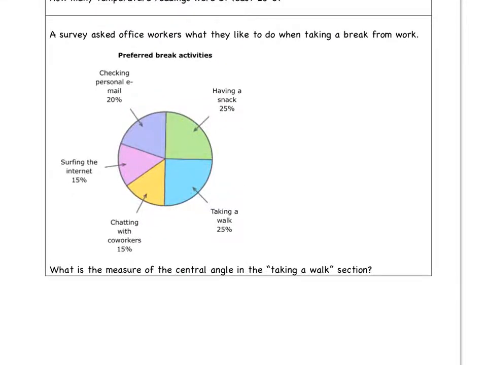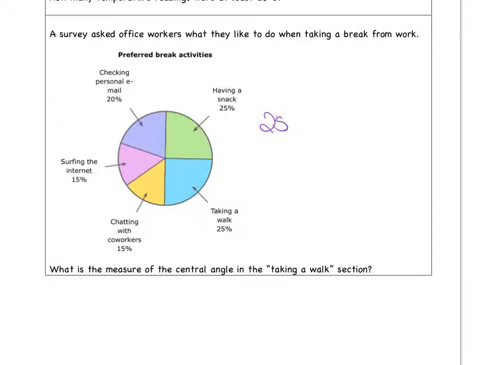So a survey asked office workers what they like to do when taking a break from work. What is the measure of the central angle in the taking a walk section? So taking a walk is 25%. So that will be 25% of 360, which gives us 90 degrees.